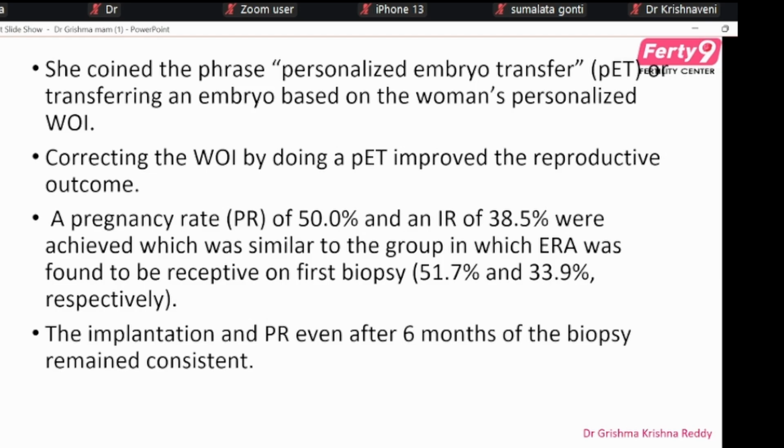Therefore, it is a personalized embryo transfer, or transferring an embryo based on the woman's personalized window of implantation. So correcting the WI by doing a PET improved the reproductive outcome.